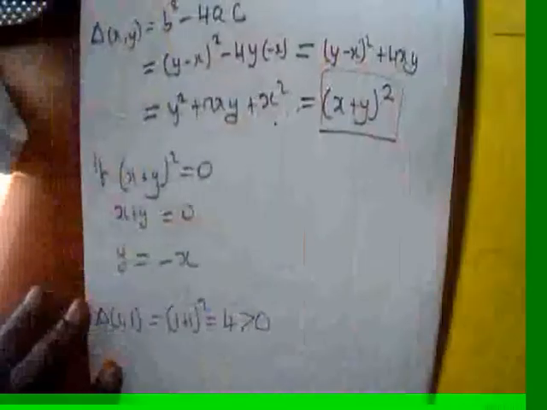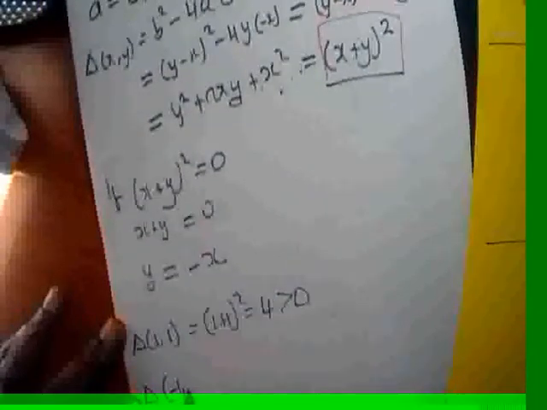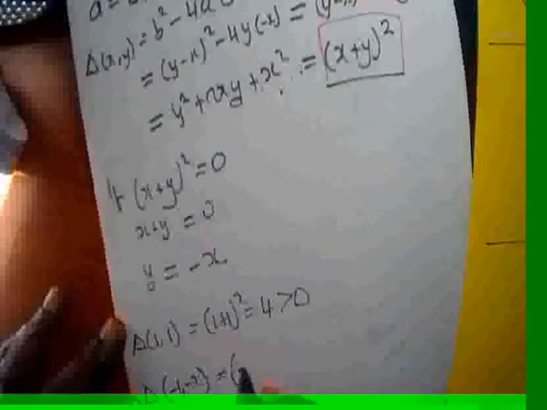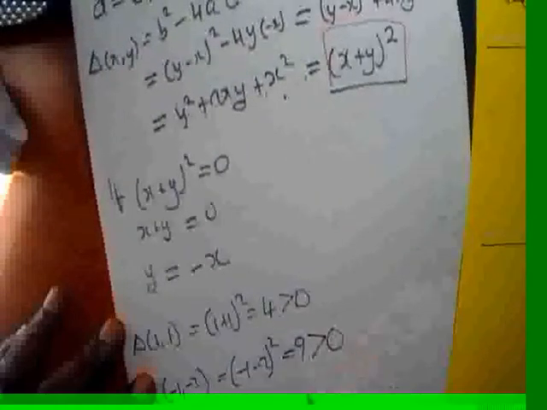So we can see that all this part, the equation is hyperbolic. Now let's pick a point here, let's say negative 1, negative 2. So the discriminant at negative 1, negative 2 will become negative 1 minus 2 all squared, which is going to give us 9, greater than 0. So we can also say that in here the equation is also hyperbolic.